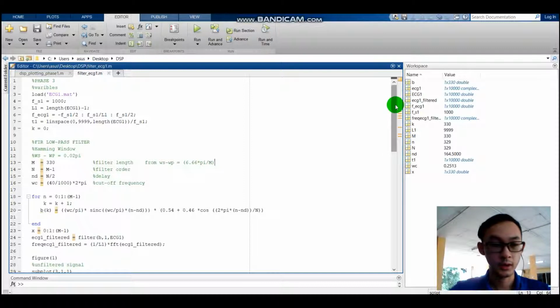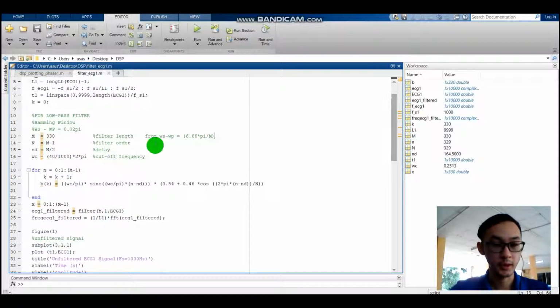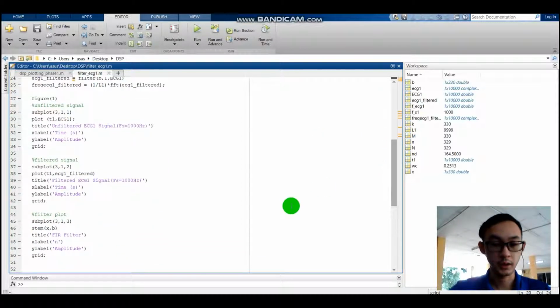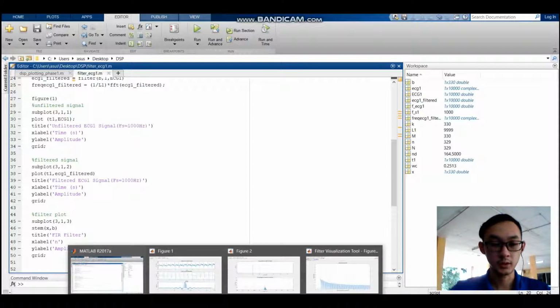Once we have the length of the filter, we can find the order of the filter, the delay. Next, we will substitute it into the general formula for the window, and we will multiply it with the window, which is the Hamming window. Then we will filter ECG1 with the filter that we have created, and we will plot it to see the outcome of the filter.